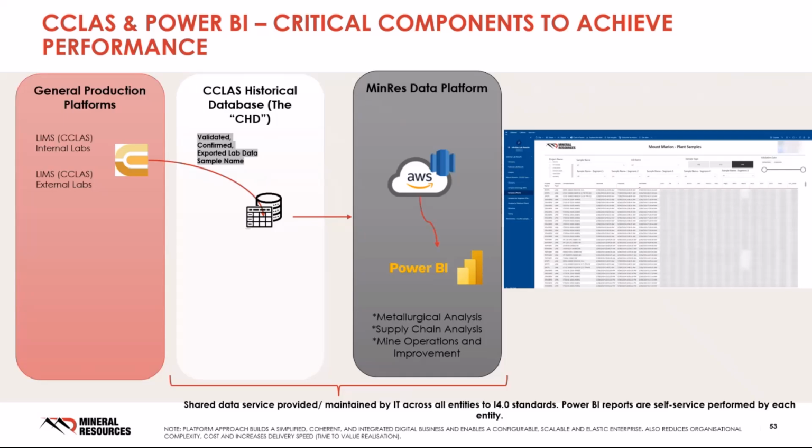So one of the benefits of us moving to CCLAS is actually the CHD. This is a simple example of how we implemented the CHD for use in MinRes. We get our results from the internal labs. We also get our data from SGS, so we won't be dropping them anytime too soon. And we bring it into the CCLAS CHD. For people who don't know what the acronym is, it's the CCLAS Historical Database. I think, Dion, is that correct?